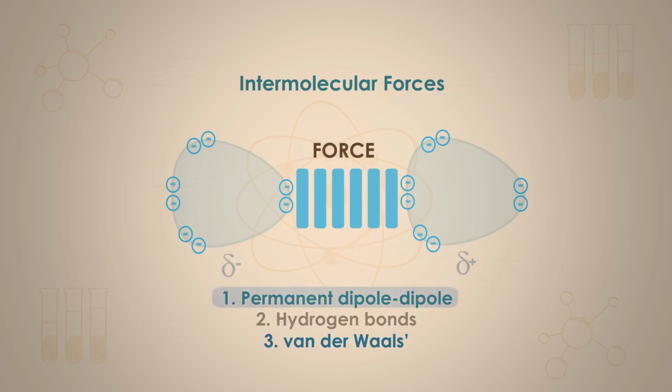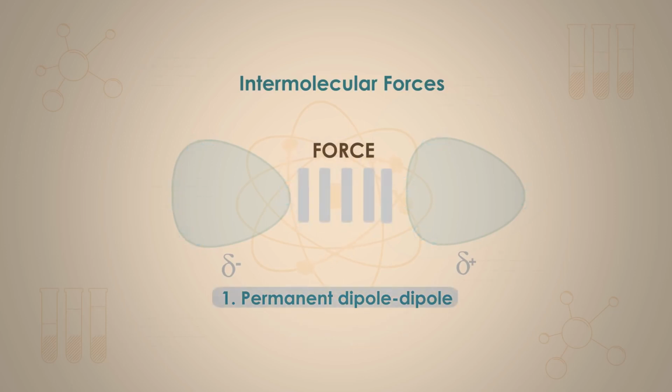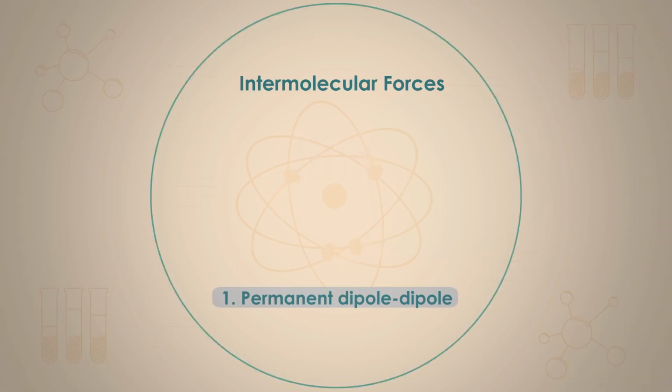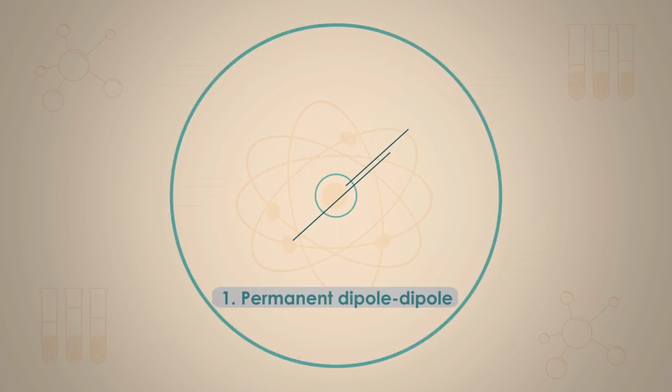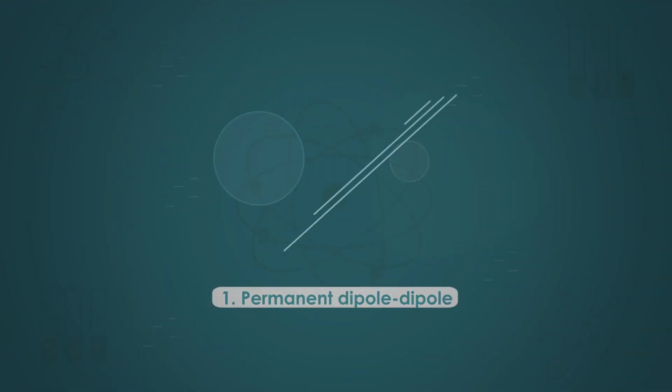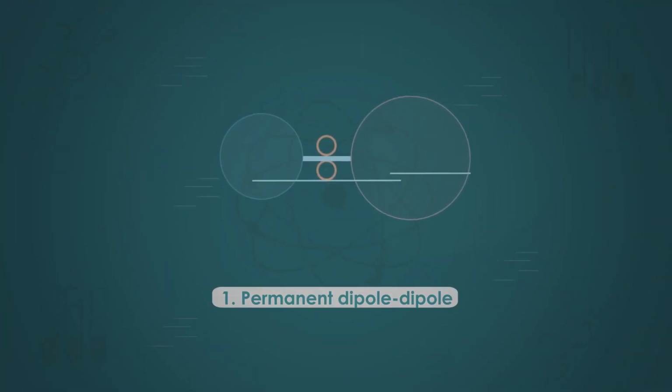First up are permanent dipole-dipole forces. A polar molecule is one in which there is a permanent dipole, arising usually because the different atoms in the molecule have different electronegativities, the attraction by a bonded atom for the pair of electrons in a covalent bond.